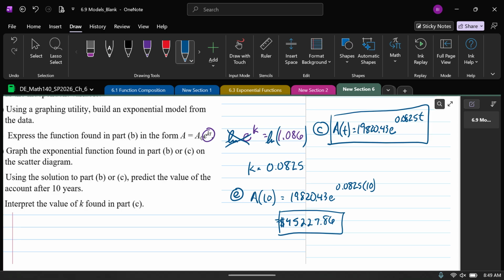Now, interpret the value of k in part C. So that k value I found is a growth rate. What percent am I growing by? 8.25%. So that's what the interpretation is. We are growing by 8.25% per year, which is really good. If you put money into a savings account up here in town, you're growing by about 0.1%, which is nothing.